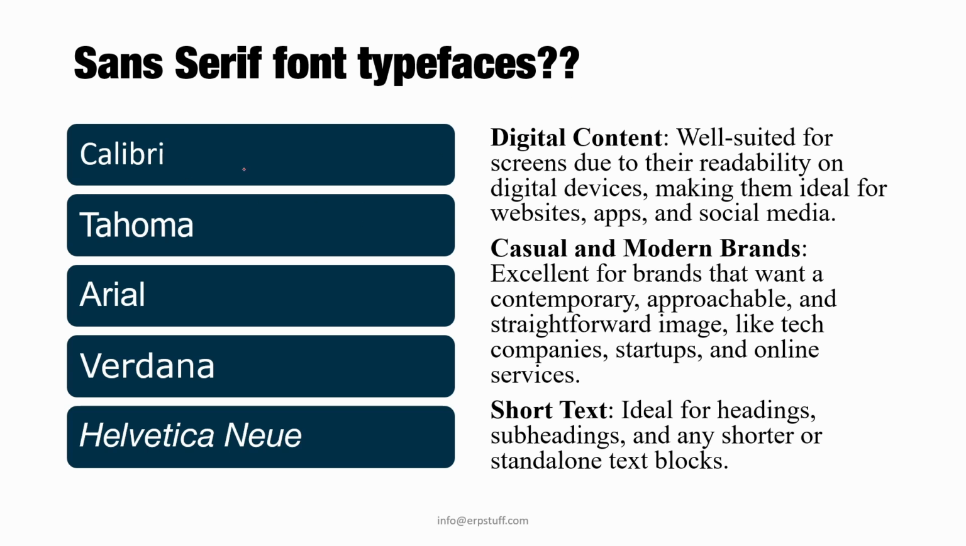These are normally used for digital content, for websites and all those things, because they are well suited for screens due to their readability. Digital devices like mobiles, desktops, etc. Because these are not for newspapers, right? Still you can use them, but the preferred purpose at a high level is like this. Casual and modern brands. There we were discussing classics and the classical, and here we are saying casual and modern for modern brands.